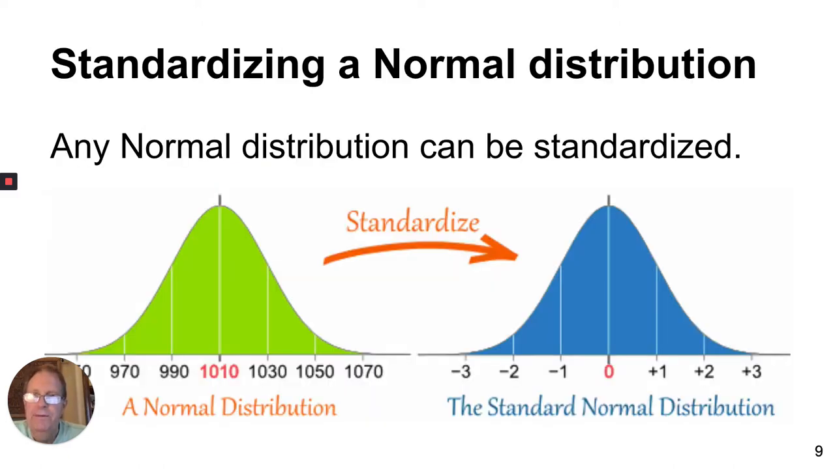As a review, standardizing a normal distribution. Any normal distribution can be standardized, so I can take, say, a population that has a center of 1010 and a standard deviation of 20. And if I standardize every single data point there, I'm going to get this standard normal distribution on the right. So, for example, the 990 on the left corresponds with minus 1 on the right. The 1050 on the left corresponds with positive 2 on the right. And that's what it means to standardize.